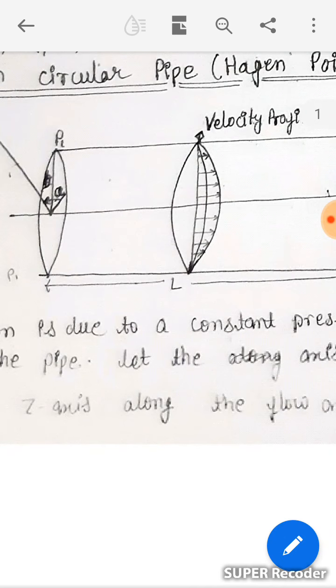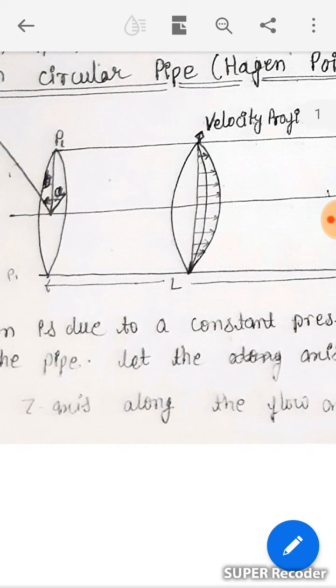Here the length of the total pipe section is capital L. This diagram shows the velocity profile. Here the motion is due to a constant pressure gradient along the axis of the pipe. Let the axis of the pipe be taken as the z axis along the flow, and here r denotes the radial distance outward from the axis.